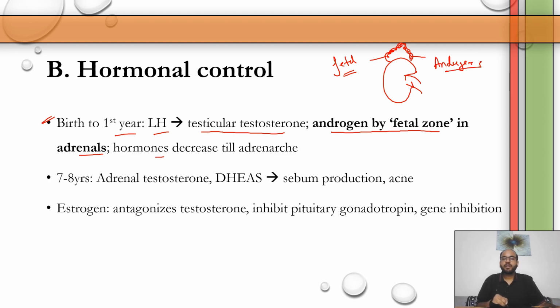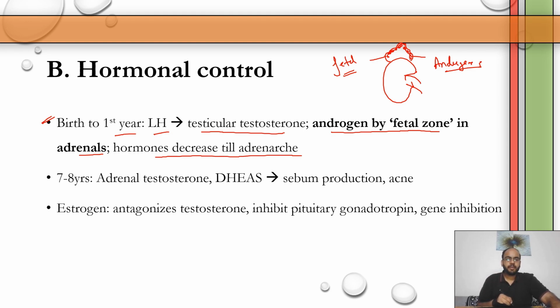The hormones will then gradually decrease till you reach adrenarche. Okay, what do you mean by adrenarche? Adrenarche means reactivation of the adrenal glands and the other sexual glands to produce sexual hormones. I think adrenarche is the first stage of puberty. So in the first year of life, you will have development of androgens under the influence of LH. Okay, so that is why acne in the first year of life either can be due to passage of maternal hormones, or it could be because of overactivation of this fetal zone of adrenals.